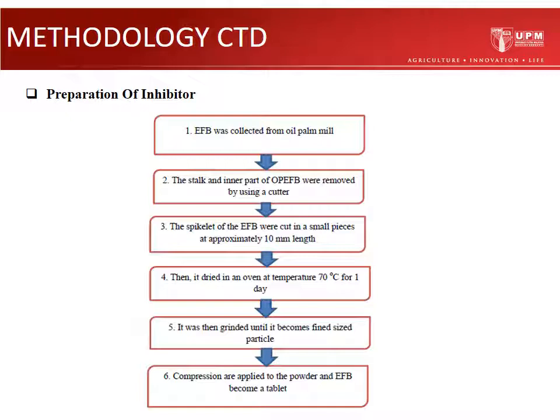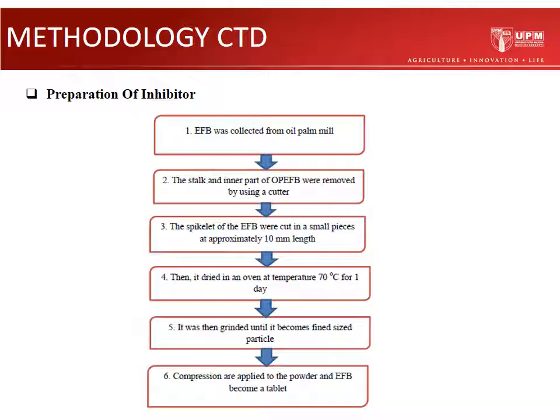For the preparation of inhibitor, the EFB was collected from an oil palm mill, and then the stalk and inner part of the OPEFB were removed by using a cutter. Then the spikelets of the EFB were cut into small pieces of approximately 10 mm length.